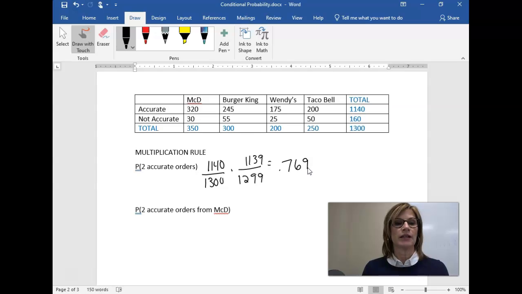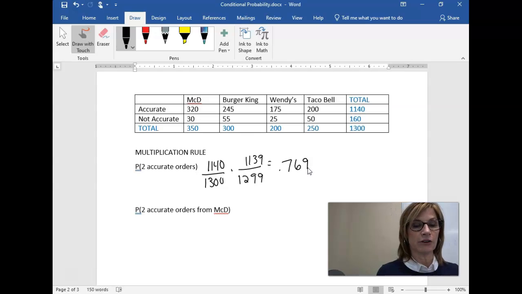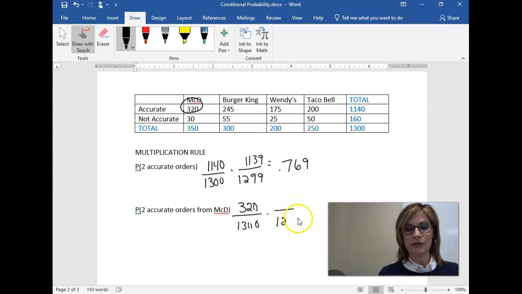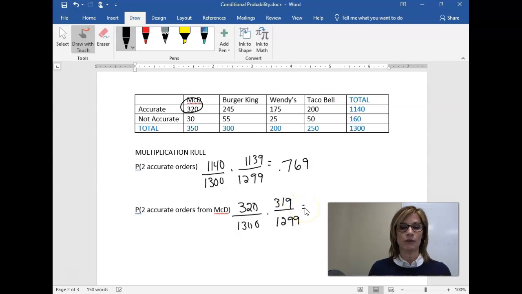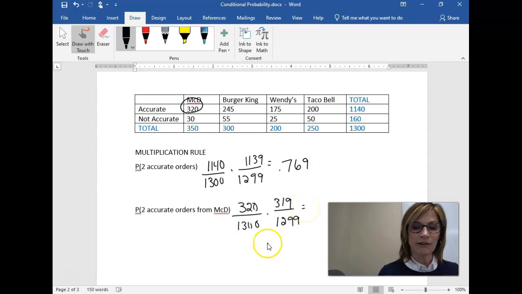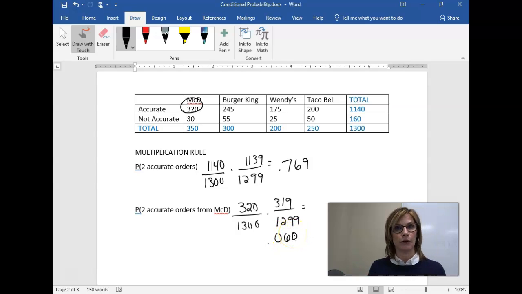Okay, two correct orders from McDonald's. You just look at the orders from McDonald's that are correct, and it would just be this little part up here. So we have 320 out of 1,300, a second order, so we'll have 1,299 orders, 319 of them are from McDonald's, and that will give us 0.060. Okay, so all of that was a brief review.